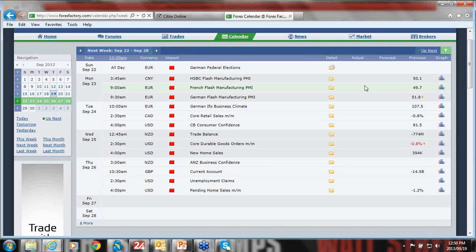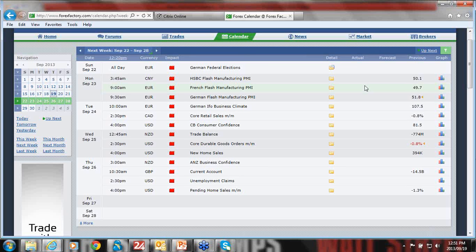Okay, moving into Thursday, we have again the ANZ Business Conference coming out of New Zealand. Current account coming out of the UK, so the pound is expected to move Thursday morning. And then you've got unemployment claims and pending home sales coming out on Friday as well, 2:30 and 4 p.m. respectively. So we can expect some movement, guys, next week with the dollar.